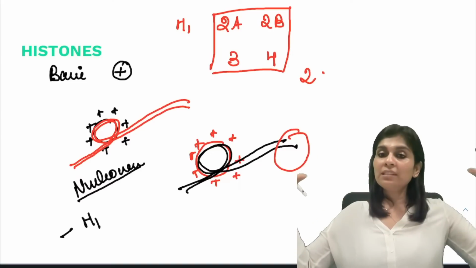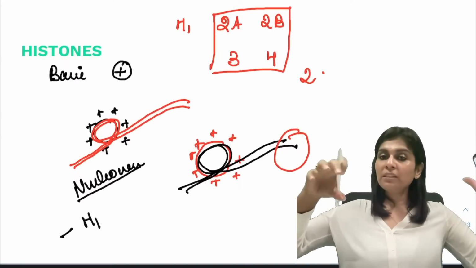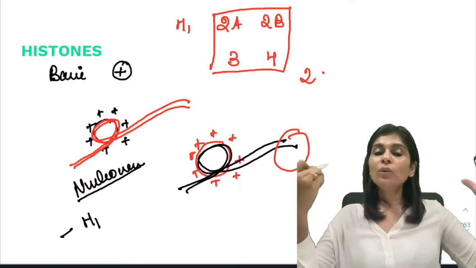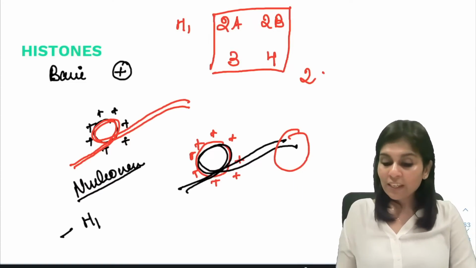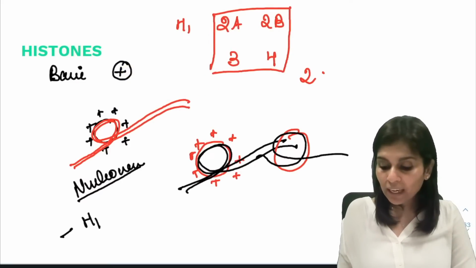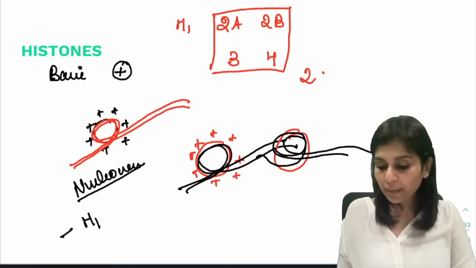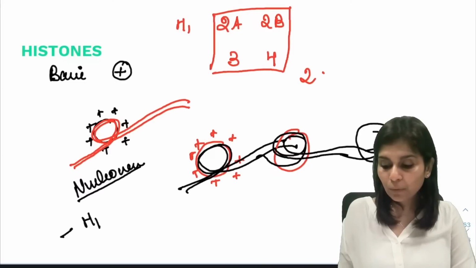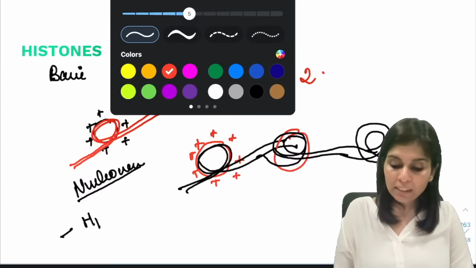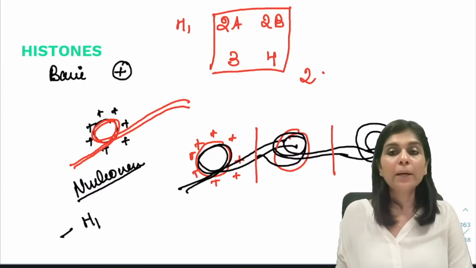On this long double-stranded DNA, you have placed histone octamers at various places. You have allowed the double-stranded DNA to wind around histone octamers. So several such nucleosomes exist, and these nucleosomes will be connected by a linker fragment. Do you understand this? And H1 histone is present only in the linker fragment.